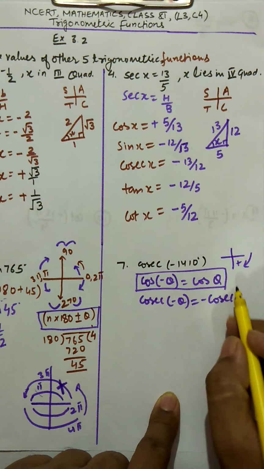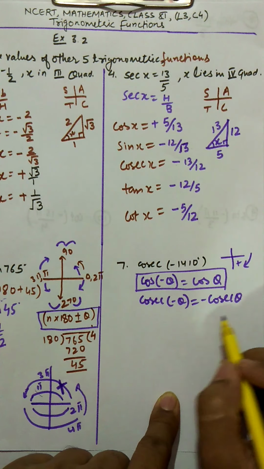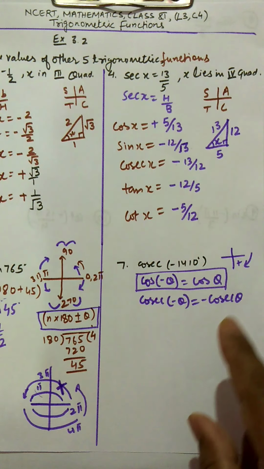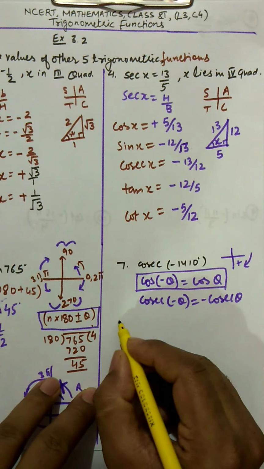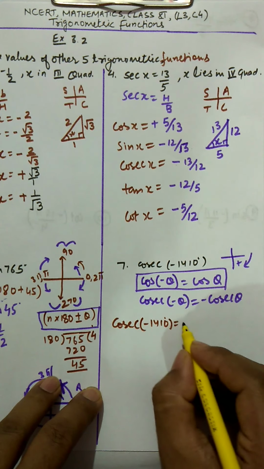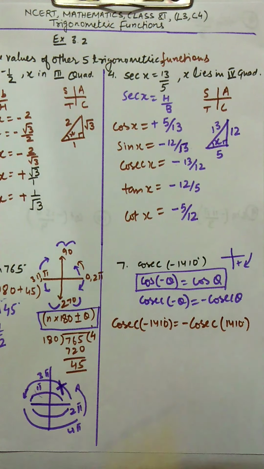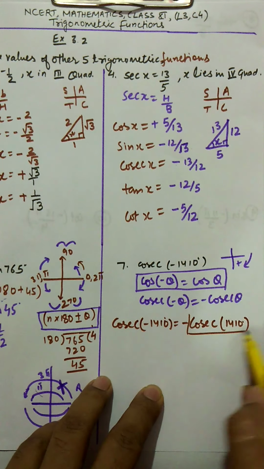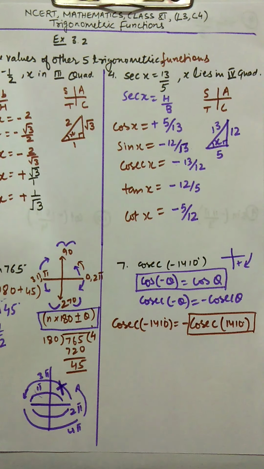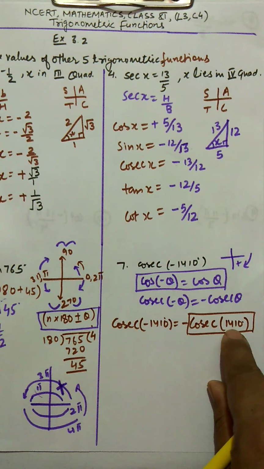But this way you will be now solving only this part, which can be solved easily with the help of anti-clockwise direction. So we apply this rule here in this question also. So we can write cosec of minus 1410 degree as minus, you take outside, cosec 1410 degree. So you have to work only on this, and the minus sign will be with your answer. So now the angle has been converted into anti-clockwise, because now this is positive.